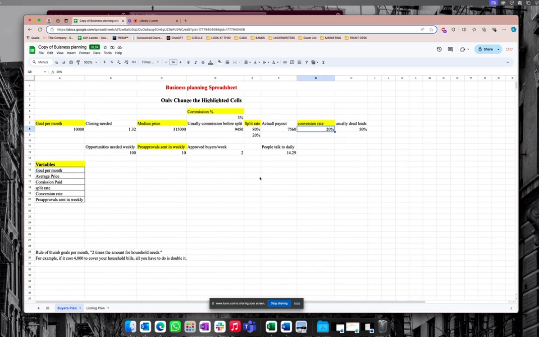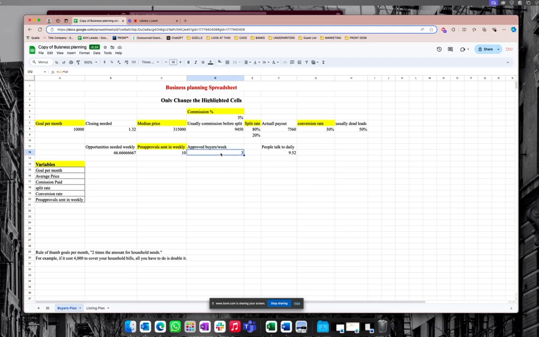And then you need to know how many people you need to talk to. I highly recommend this, and it's based on how many pre-approvals are being sent in to your lender, because if you don't have pre-approved buyers, it doesn't matter. So if I have a 20% conversion, which is pretty high for brand new agents but pretty low for experienced agents, we'll put 30. And I send 10 people to my lender per week, 3 of those are going to be pre-approved.